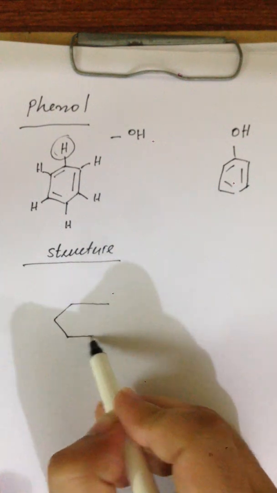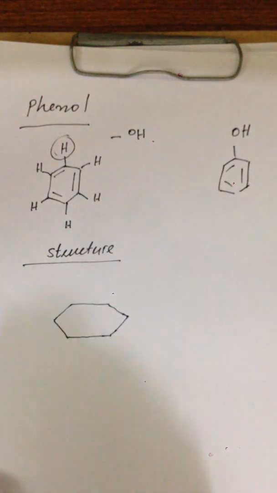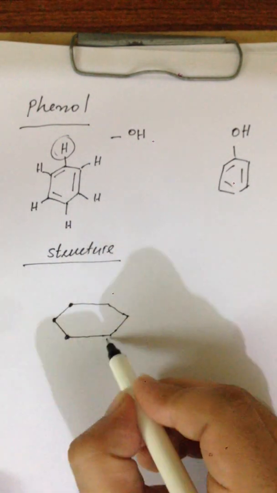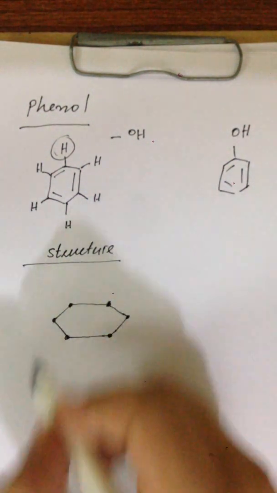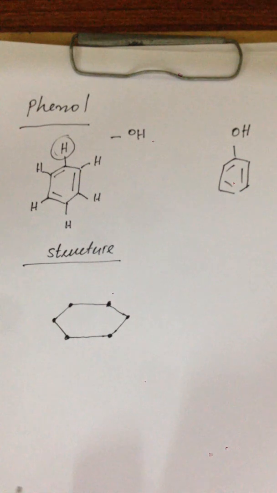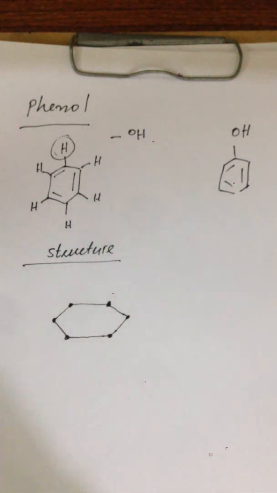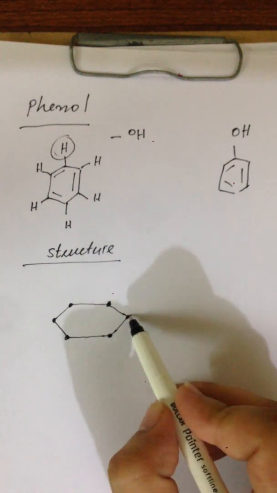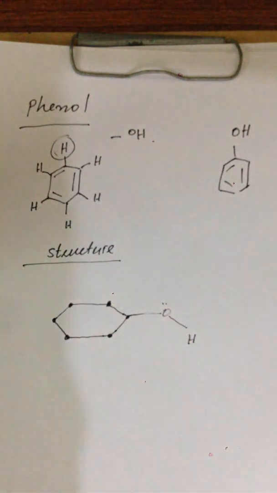This is a hexagonal shape that has 6 corners. Each corner is occupied by an atom of carbon. So there are 6 carbons. Now we can replace any of the hydrogen atoms. Each carbon has 1 hydrogen atom. So we can replace any of the hydrogen atoms with an OH group, and we will get something like this. This is the structure of phenol.